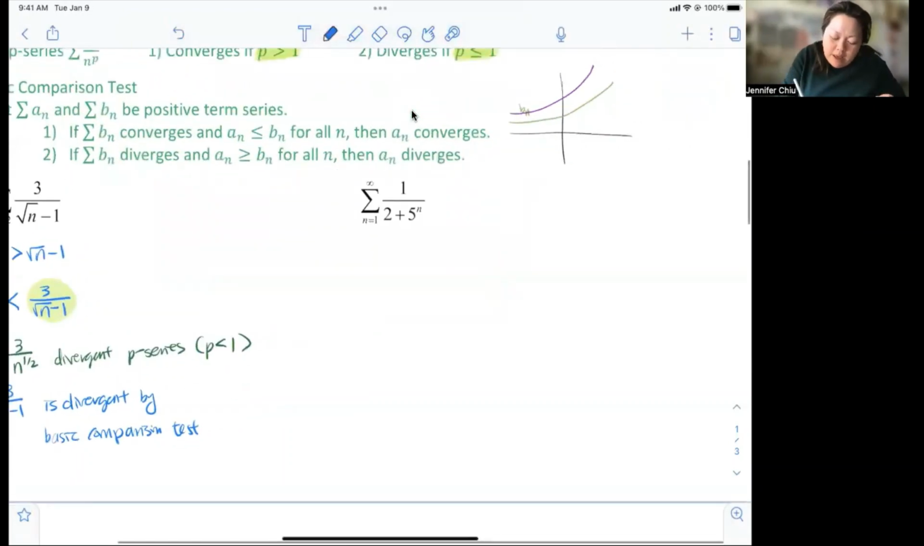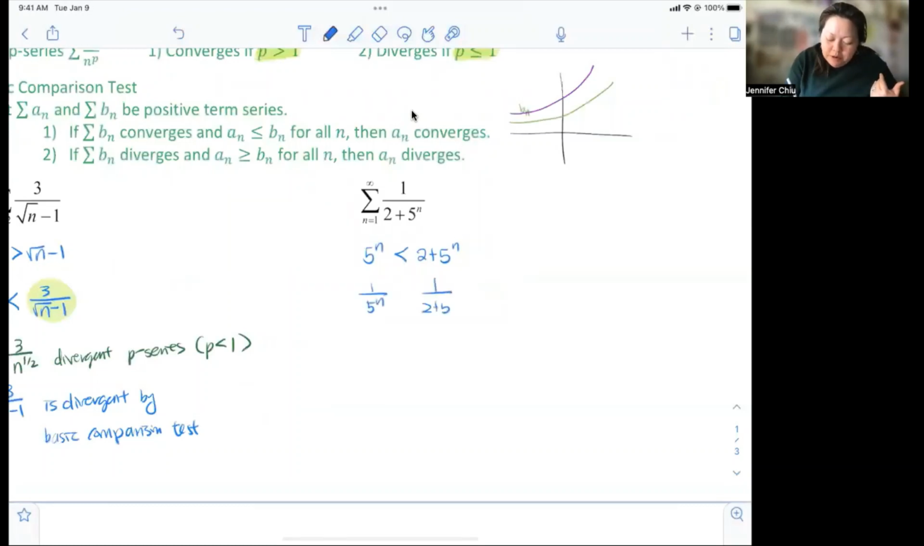Okay, all right. Same idea in the next one. You have a 5 to the n versus 2 plus 5 to the n. Which one's bigger? Well, 2 plus 5 to the n is going to be bigger because I added 2 more, right? So now put it over a fraction. The bigger number now becomes smaller because it's a bigger denominator, right? So now I can see this function here is bigger than my other one. My original function, the series I'm looking at, is smaller than the one I'm comparing it to.